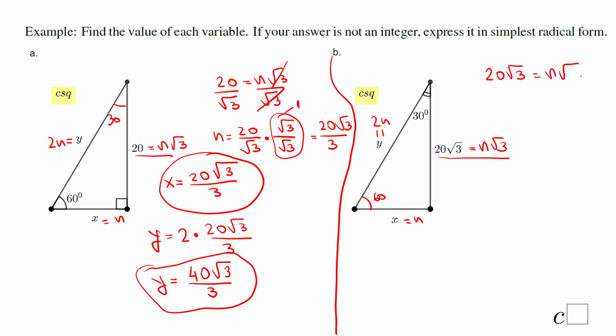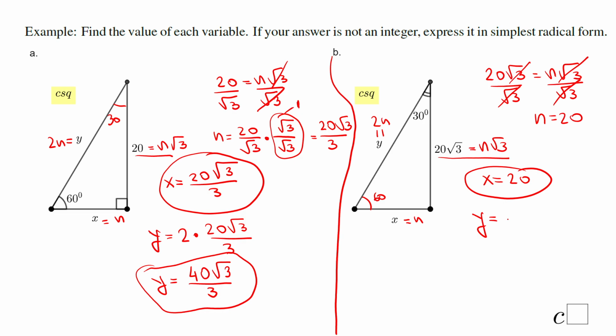And how do we solve this one? Just divide by square root of 3, and I think this one is the easy case for these two problems, because you notice square root of 3 cancel out here. They cancel in the other problem, but also they cancel here. So we end up with n equals 20. So we don't have to spend time on rationalizing the denominator. Now if we know n, we know x, because x is nothing else than n. And y, we know y also, because y is 2n, so 2 times 20, and that will be 40.